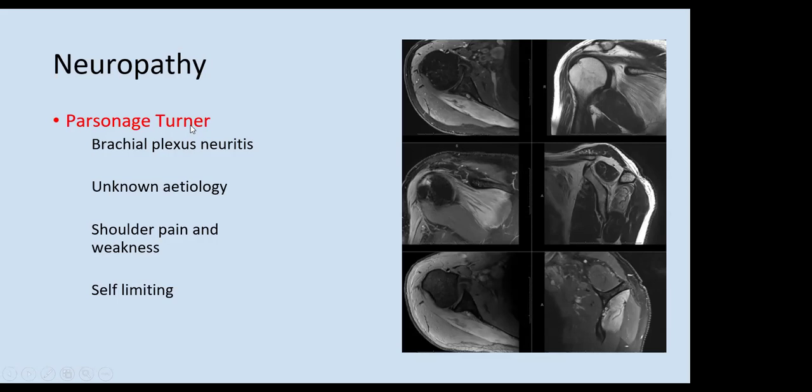Parsonage-Turner syndrome is a brachial plexus neuritis. The brachial plexus neuritis could involve any nerve in the brachial plexus, most commonly the suprascapular nerve. And in this patient, neuritis of the suprascapular nerve developed. The good thing is that it is a self-limiting condition. This will resolve on its own with no significant disability or morbidity to the patient.